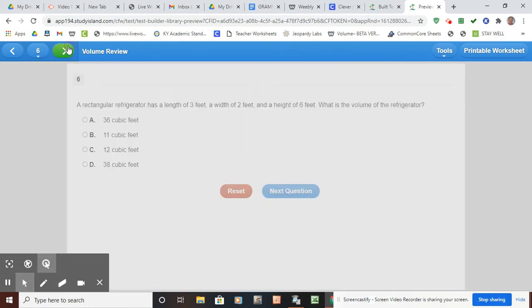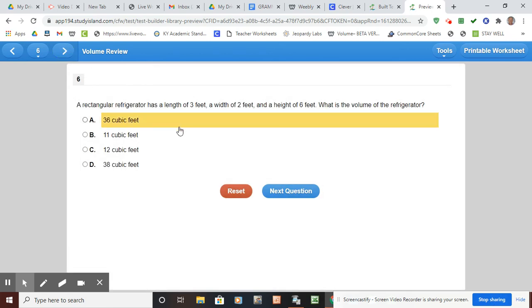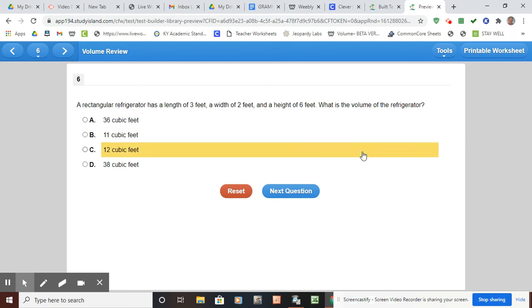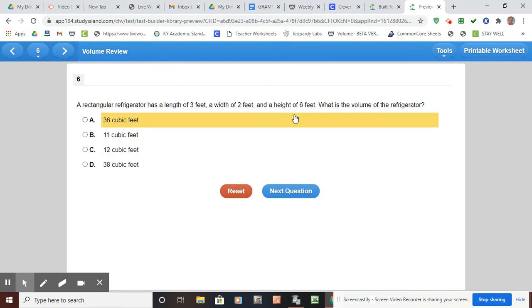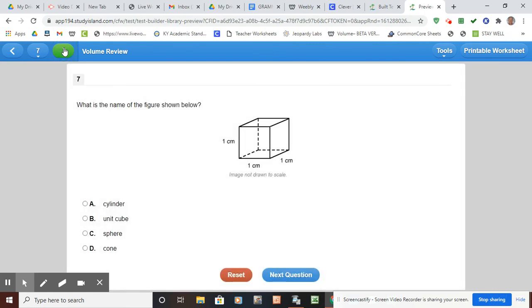Okay, let's look at another one. This one shows you no picture. You have no graphic, but it does give you the length, width, and height of this figure that you cannot see. It's a volume of a refrigerator. Again, you just multiply, multiply, and multiply. 3 times 2 times 6.